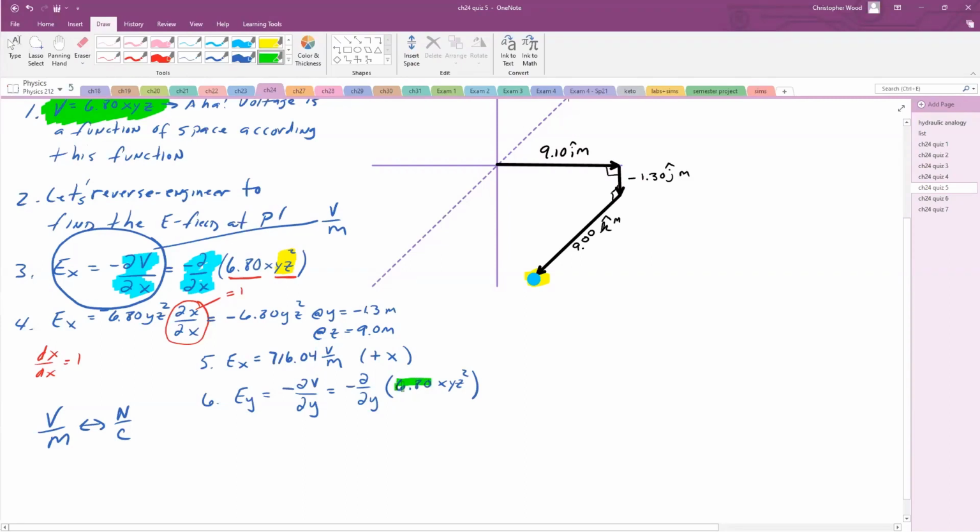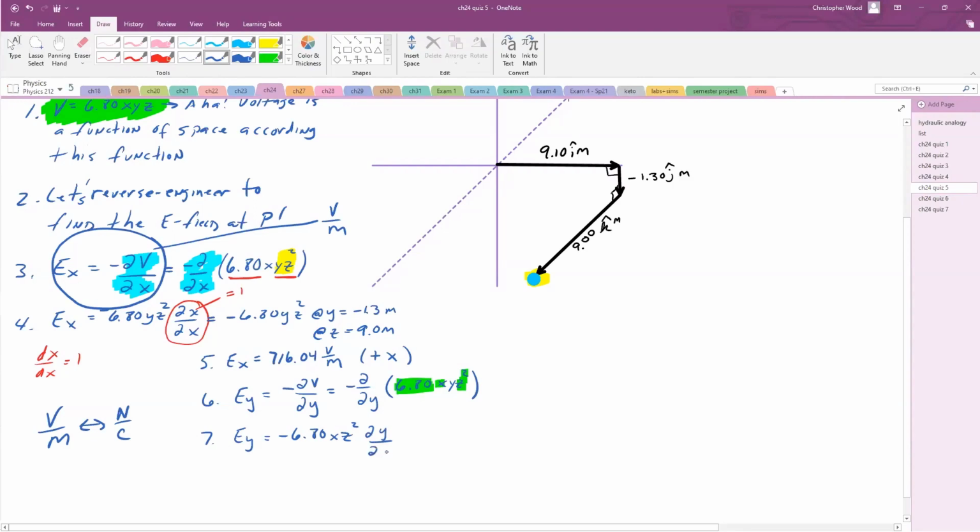So in this context, 6.80 is a constant value. Z squared is a constant value. And x is a constant value. So this is what my integral looks like now. Step 7, EY equals negative 6.80. X is considered a constant. Again, in reality, it's not a constant, but we're ignoring it. We're just isolating what's happening within the realm of the y dimension. Z squared is a constant. And so I'm left with the partial derivative of y.